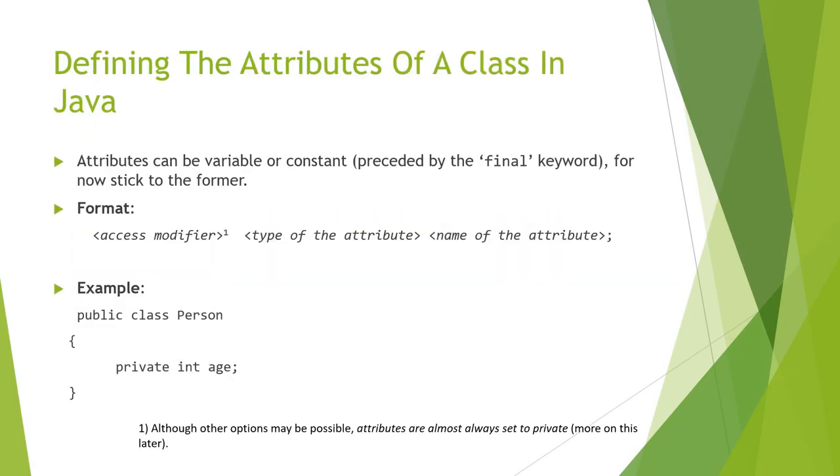So how do you define the attributes of a class in Java? We have an access modifier, the type of the attribute, and the name of the attribute. So for example, in public class Person, age is one of the attributes here.